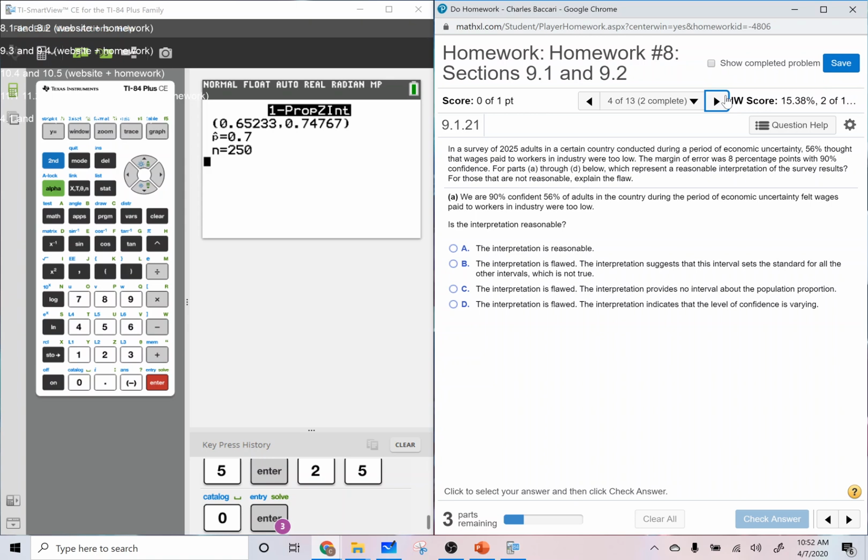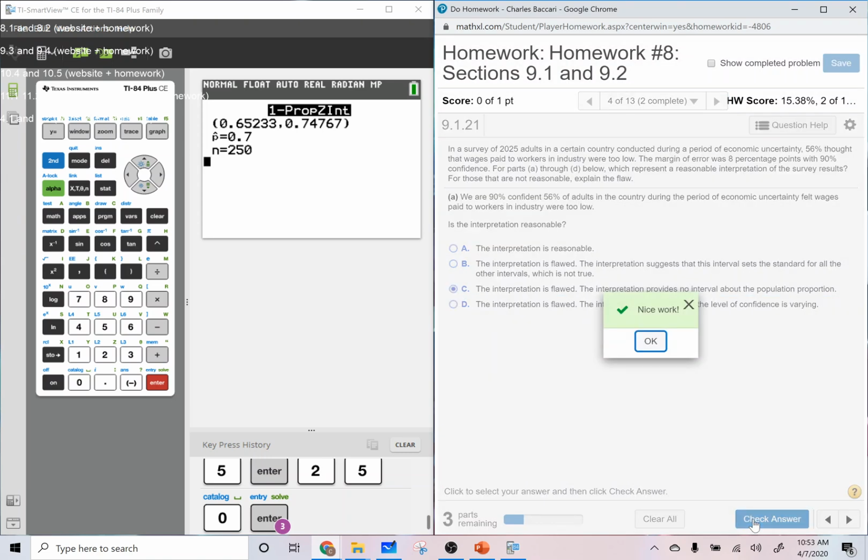So just interpreting this, remember, it says we are 90% confident that 56%. Remember, when you do a confidence interval, you should get an interval that the population proportion falls within. So this must be flawed. And there's no interval about the population proportion. That's what I just said. So I think it's that one.